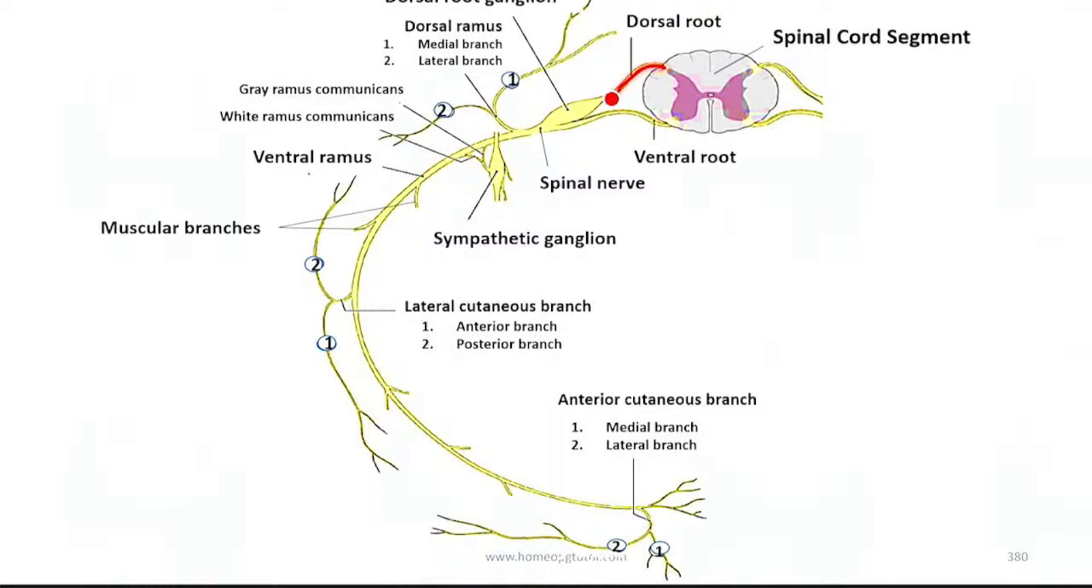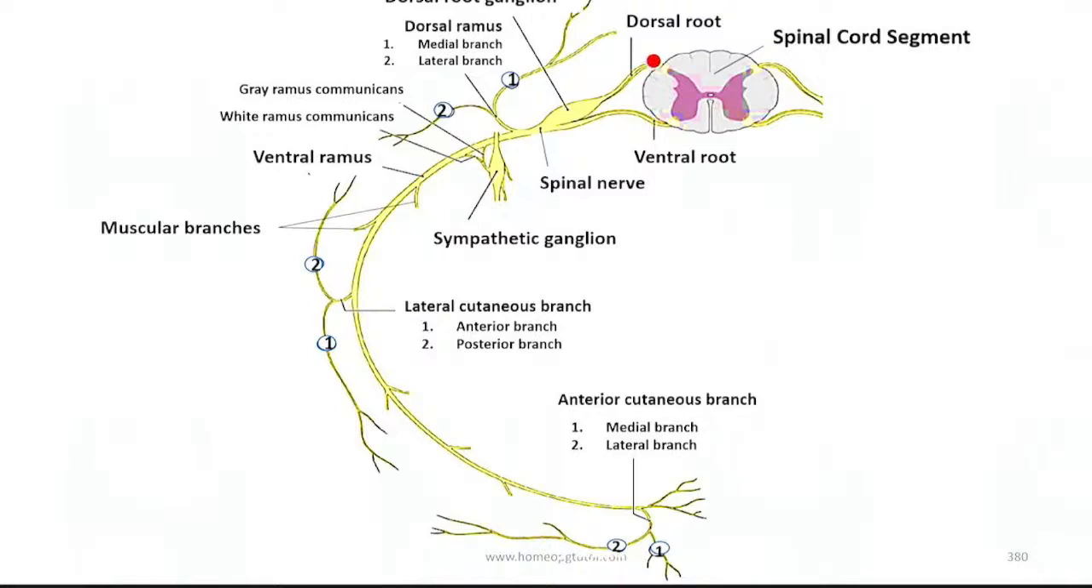We have a posterior or dorsal root and a ventral or anterior root, and they join together to form one nerve. This nerve divides again into an anterior division and a posterior division. In the dorsal root, we have something called the dorsal root ganglion, which contains unipolar neurons.